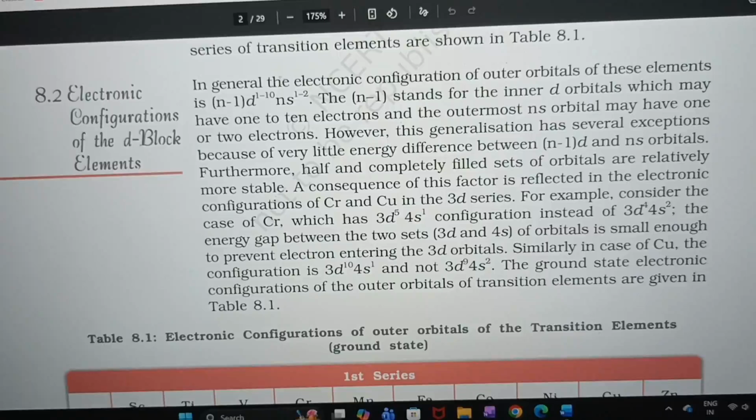(n-1)d^1-10 ns^1-2. In d, a maximum of 10 electrons can be there, so 1 to 10 electrons can be filled, and then in s a maximum of 2 electrons can be filled, so 1 to 2. If you are writing the electronic configuration for the 3d series, you will write 3d over here, and before s, what number to write? Just one more than this, which will be 4. If you are writing for the 5d series, you will put 5d over here, just add 1 and write before s. That will be 6.